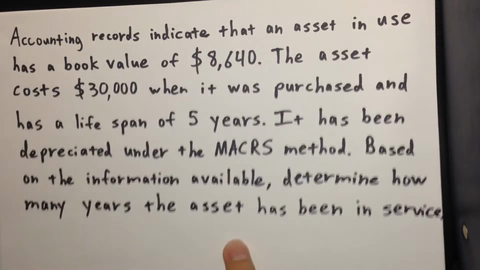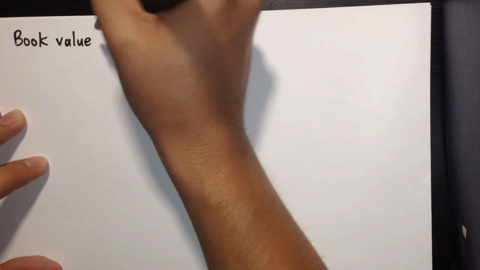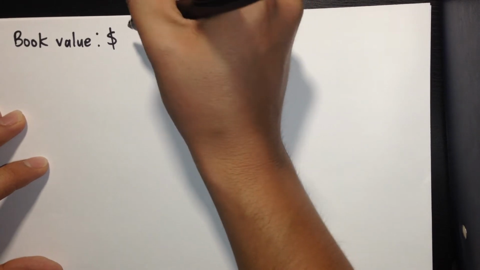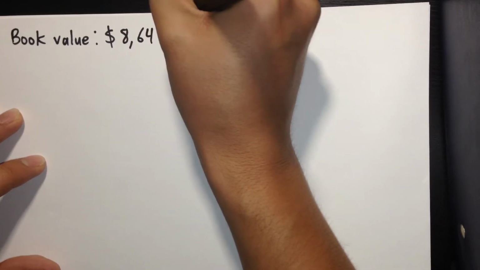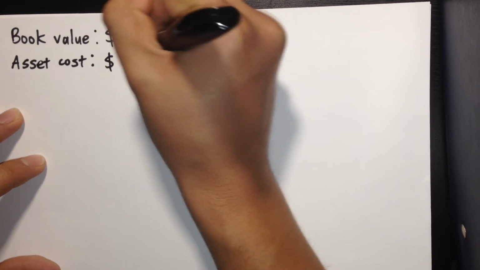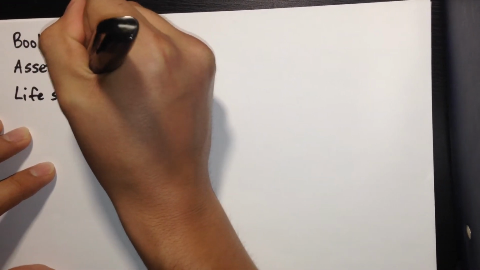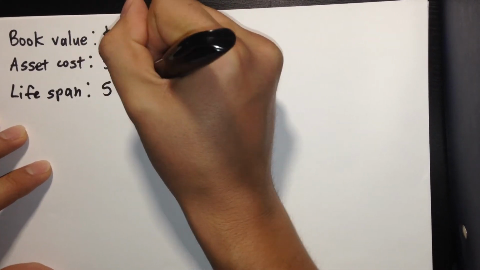So let's get this started here. So we're given 3 things. We know our book value to be $8,640. The asset cost will be $30,000, and the lifespan is 5 years.